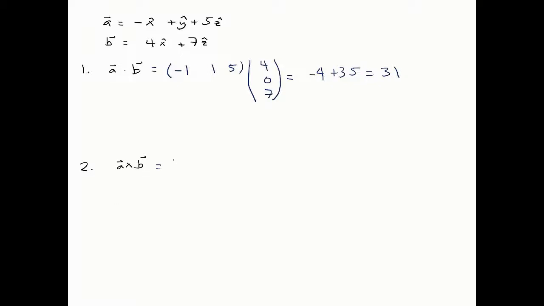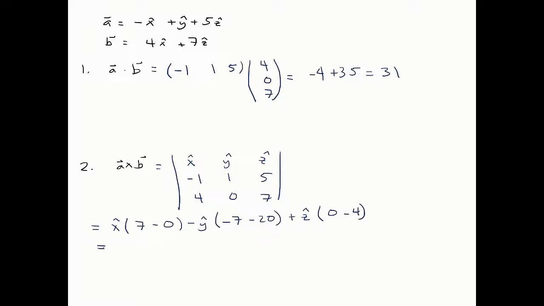Okay, cross product. Don't forget about your 0. Okay, so if we work this out, so we end up with 7x hat plus 27y hat. Be careful with your signs. Minus 4z hat. So you can write your answer like this, or you can write it as a row vector, or you can write it as a column vector. Depends on what you're going to do with this vector when you're done. Okay, let me know if that makes sense.